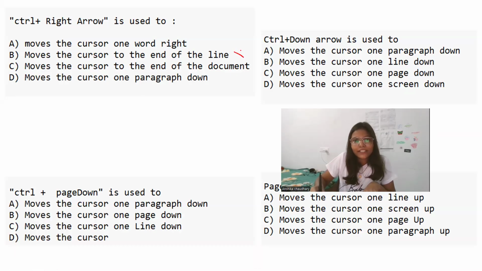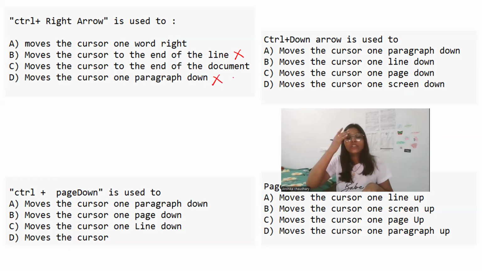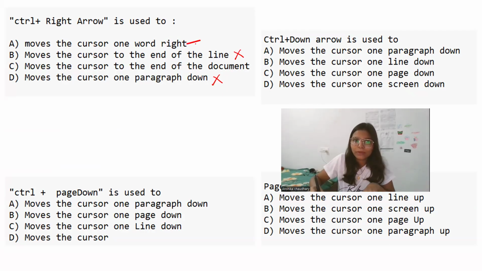So it cannot be the correct answer. Moves the cursor to the end of the document. Maybe because end of the document, that means it will be going in the right direction only. Moves the cursor one paragraph down, so it cannot be the correct answer. So Control plus right arrow will move the cursor one word right only, that will be the correct answer, right?